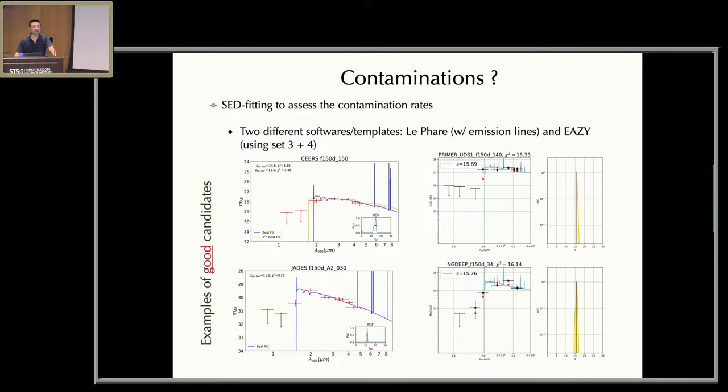Okay, there's a subtle but very important difference, but I'm not going to get into those details here. The upshot is that we can do similar things to reject those possible contaminants, but those are really dependent on what kind of tool you are using and what kind of templates you are using, right? So for this work, we actually used two schemes to reject those. We call them scheme one and two. Scheme one is to do SED fitting using LePhare, using BC03 models with emission lines, for those of you who care. And for EAZY, we use fine-tuned high-z templates. So we do this independently for every one of those.